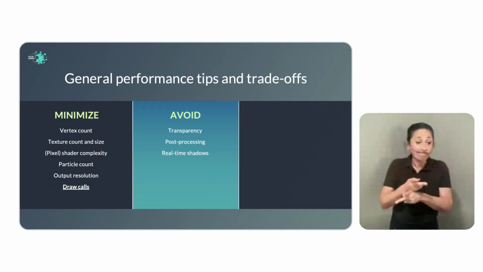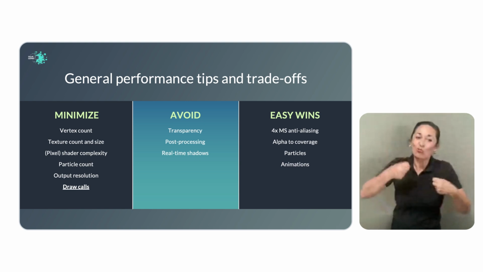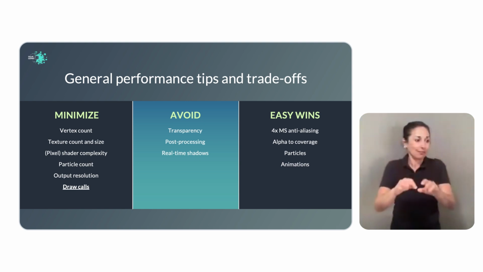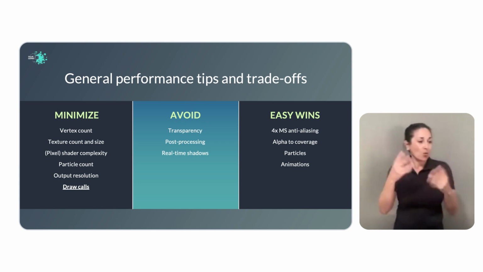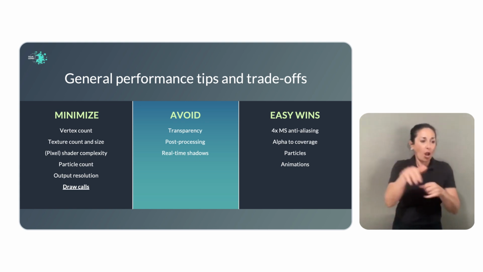In the final column, these are easy wins that you should absolutely try to leverage. 4-time multi-sample anti-aliasing is a must. The alpha to coverage blend technique is essential. Particles and animations are easy ways to bring your environments to life.